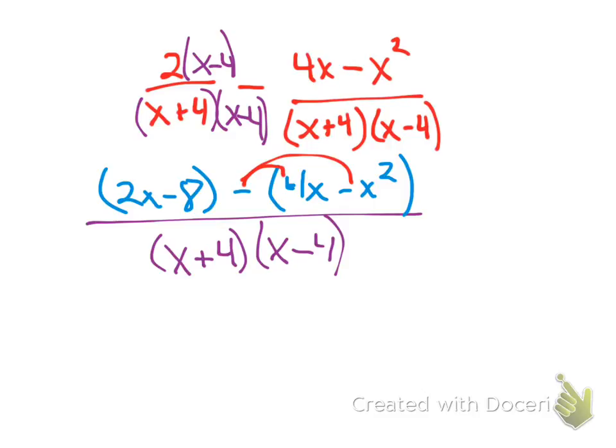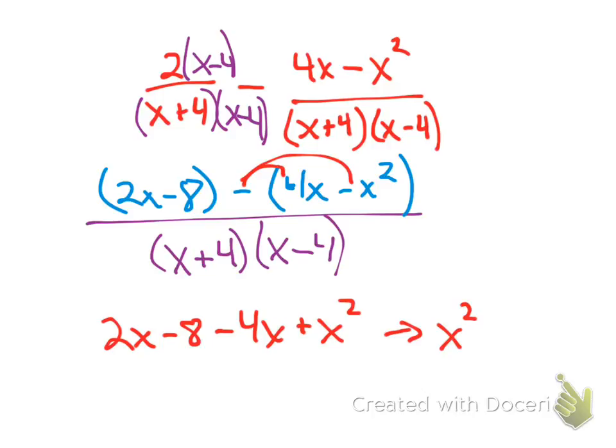So my numerator becomes 2x minus 8 minus 4x plus x squared, which can further be simplified as x squared minus 2x minus 8. Again, my denominator is still the same. So my fraction is now that over x plus 4 times x minus 4.